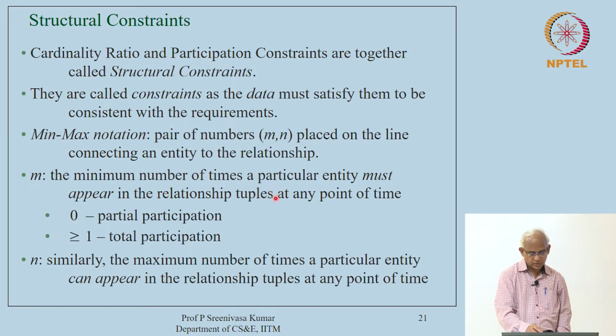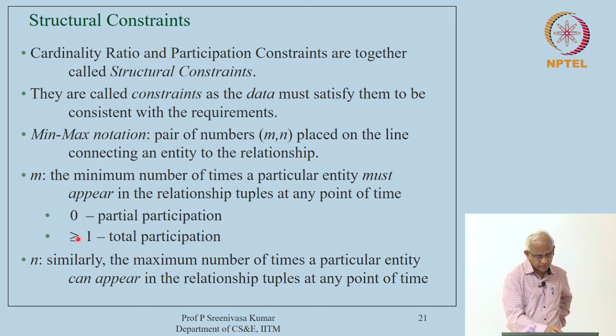So, m is the minimum number of times a particular entity must appear in the relationship tuples at any point of time. If it is 0, then it captures partial participation. So, that particular entity may not appear in any tuple, so even 0 is allowed. That basically takes care of partial participation, and greater than or equal to 1 means some number. Okay, you might wonder what if you do not know the actual number; okay, we will come to that.